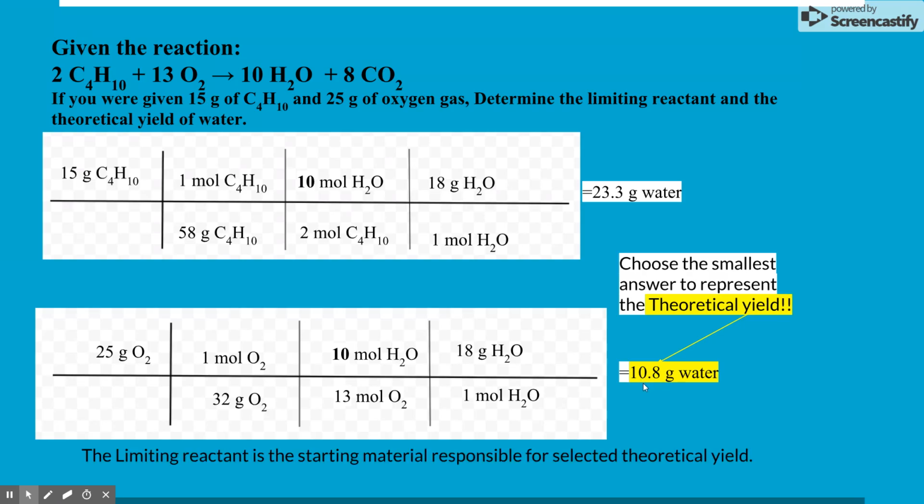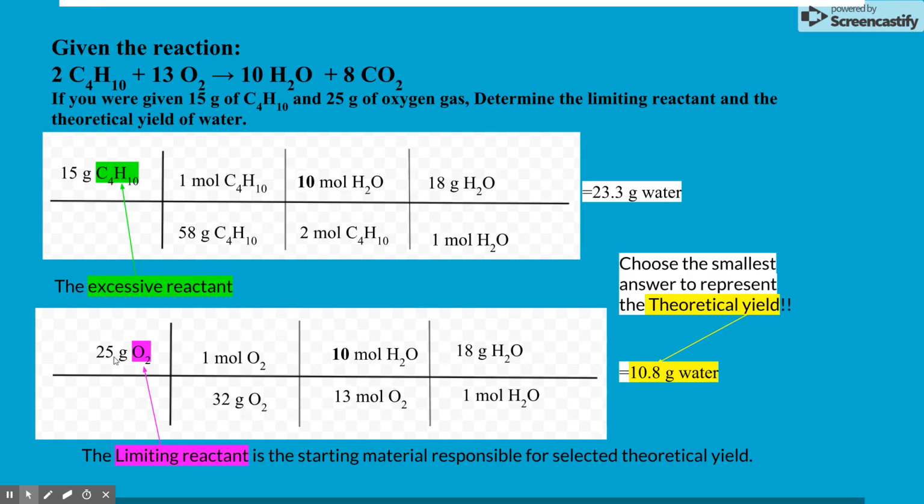Now, the limiting reactant for this reaction is revealed by the answer that we determined for the theoretical yield. The starting chemical for this analysis was oxygen. The limiting reactant for this reaction is oxygen gas because it yielded the smallest quantity of product. The other reactant, C4H10, is called the excessive reactant. It will be left at the end of a reaction. Not every bit of it will be used, but the oxygen will be completely consumed.